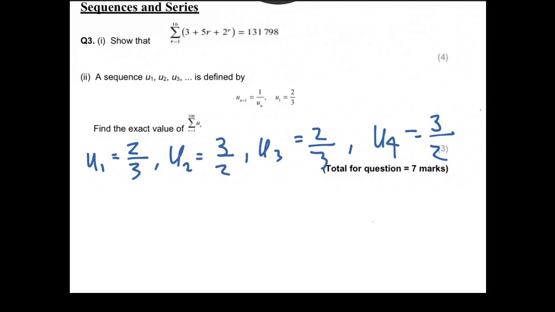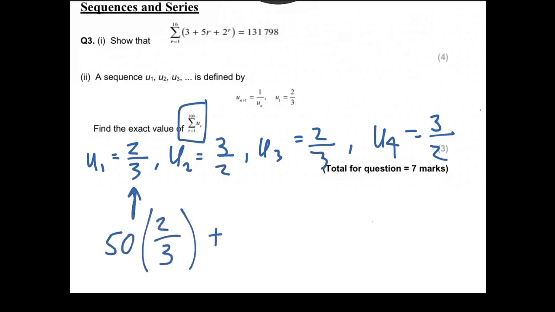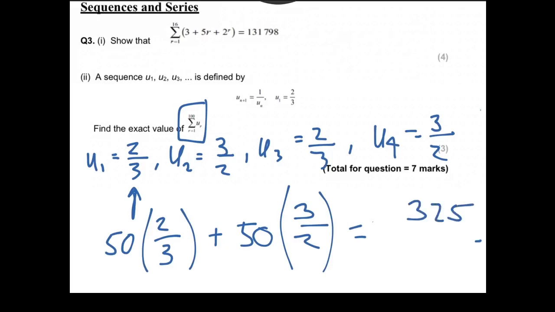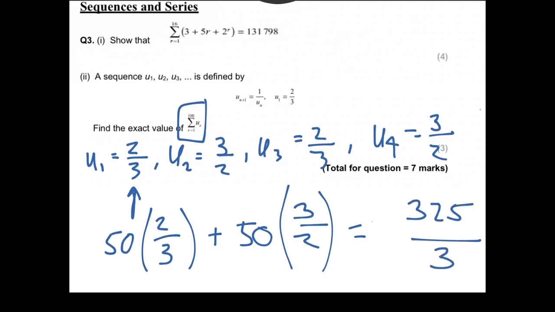Now it wants us to find the sum of the first 100 terms. And in 100 terms, we're going to have 50 of this one, so 50 times 2/3 plus 50 of 3 over 2. So if we add those two together, that will be our sum. So 50 times 2/3 plus 50 times 3 over 2, which gives me 325 over 3. Cool, and that's it done.